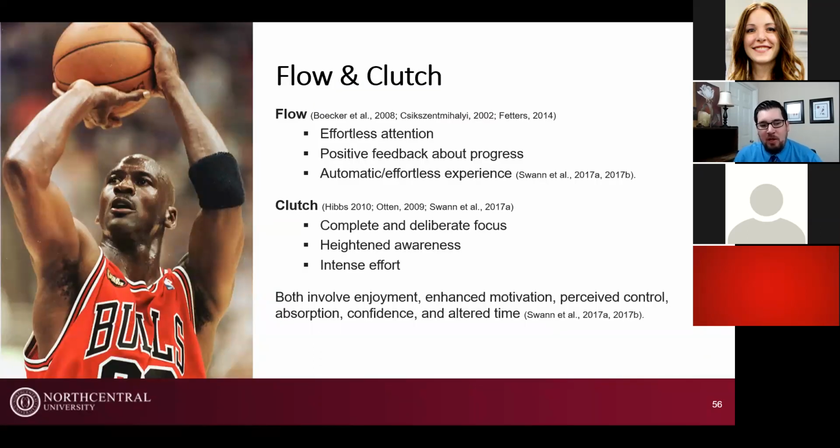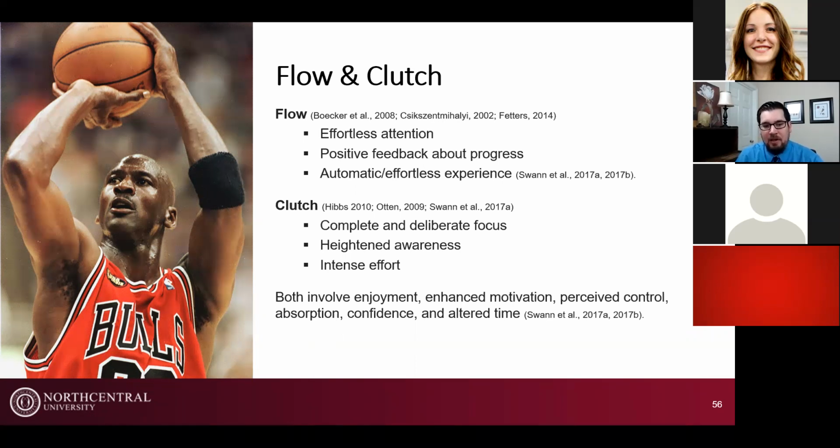Next, I'll discuss flow and clutch states. Flow is an optimal experience similar to the runner's high and being in the zone. You might recognize this guy on the screen if you're as old as I am. Flow is defined as an enjoyable experience characterized by concentration and an absorption in a specific activity to the exclusion of irrelevant thoughts and emotions and a sense of everything coming together or clicking into place, even in challenging situations.